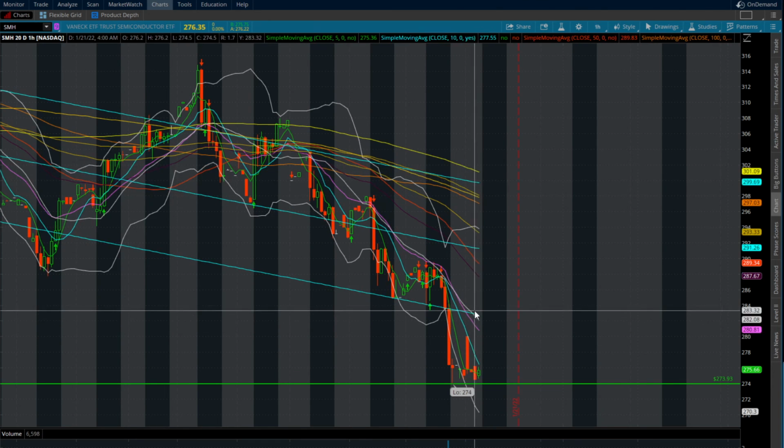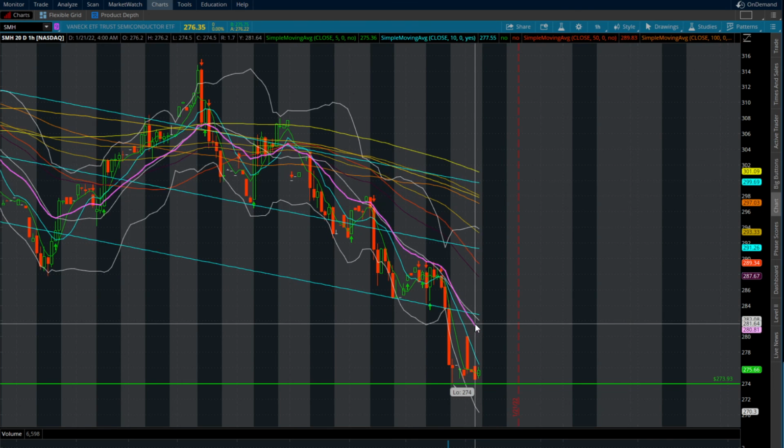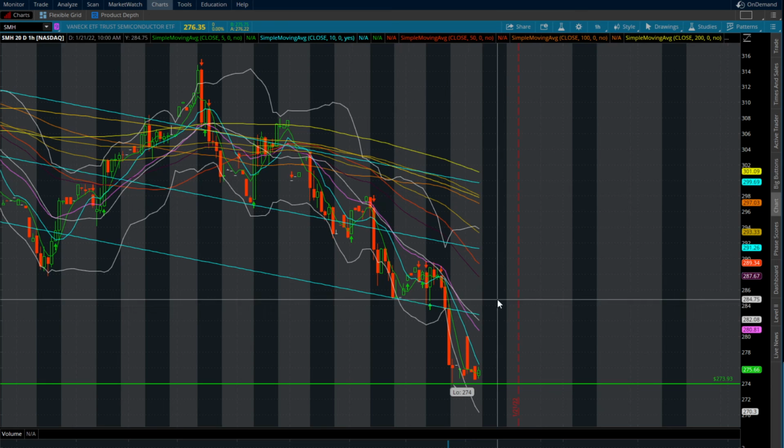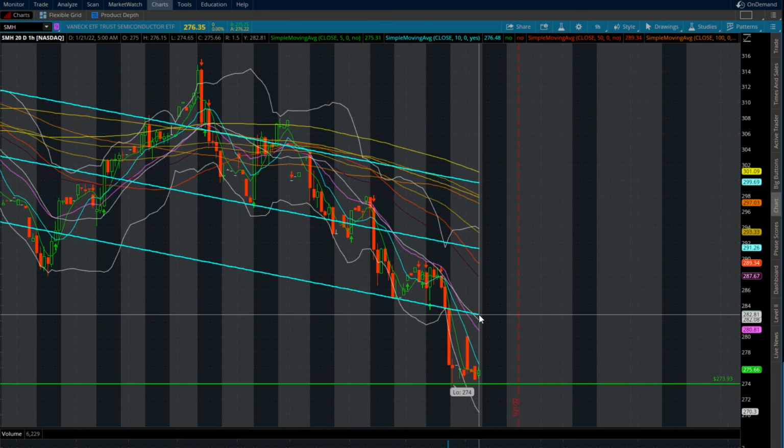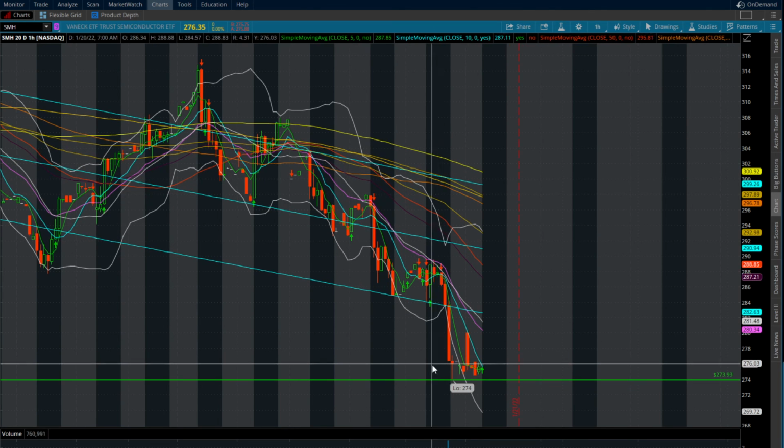If we cannot get above this channel and start trading into here where we can successfully break this, back test it, and trade higher, then know that from 282, that's going to be your absolute stop. You could take a short position there, short it back down into that 274 level.